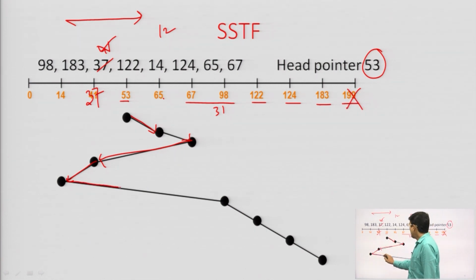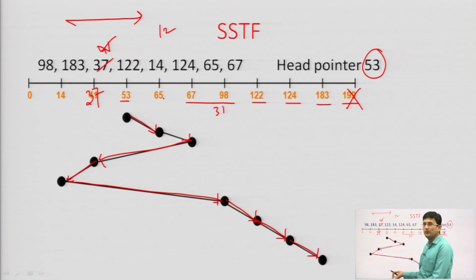Okay, so obviously the nearest one is 122, 98 sorry. So you go to 98 and satisfy this request, and then after 98, 122 is the nearest request. So you go there and satisfy that. From 122, 124 is the nearest one, so you go there and satisfy that. From this to 183, this is the last request, and this is the nearest request to 124.